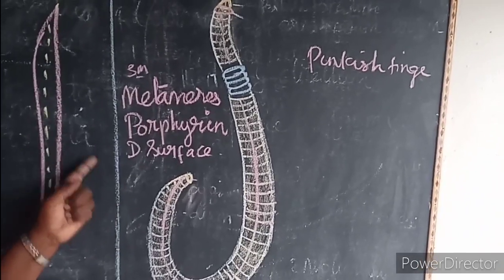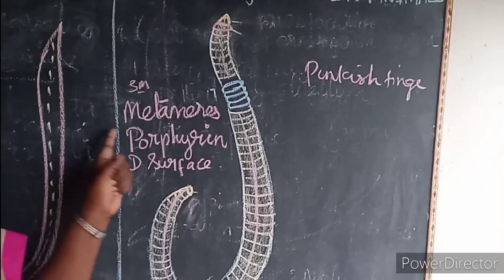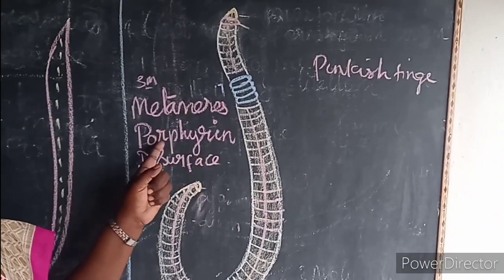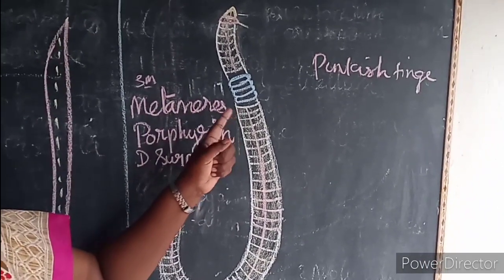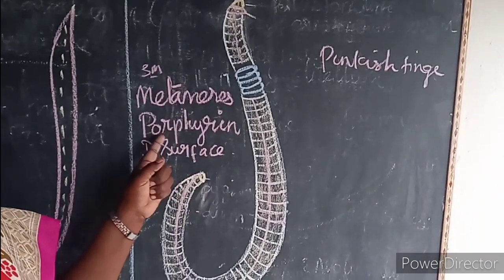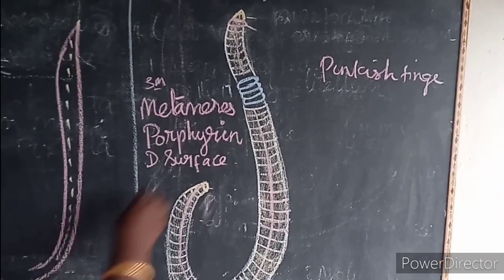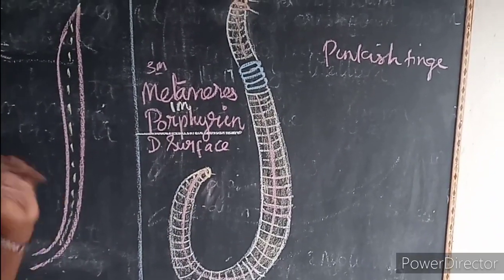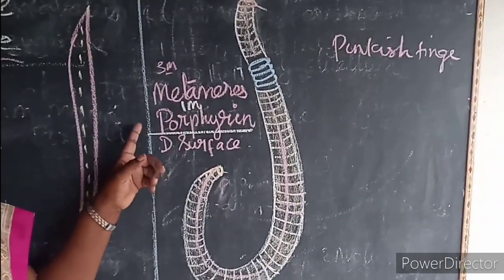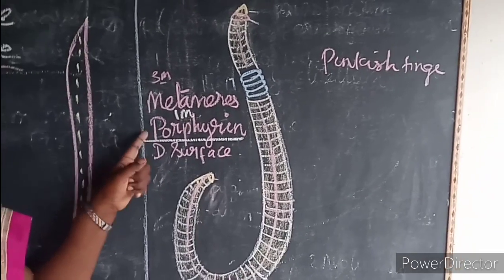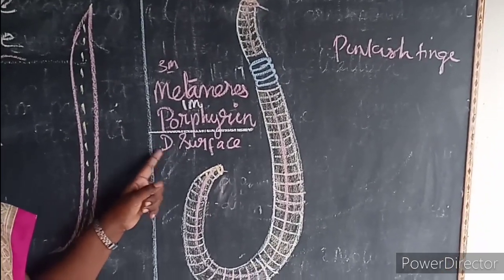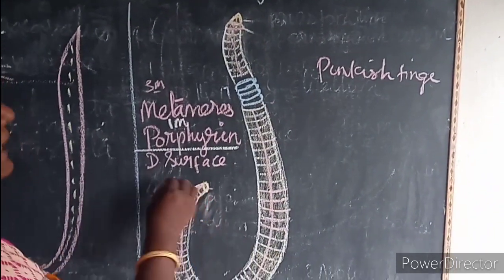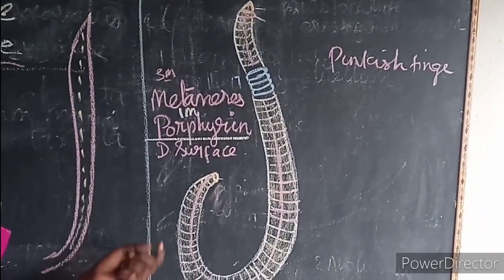So what is the first one? Metameres. Metameres means what? You can see the segmentations on the body. Then what is the color of the earthworm? Pinkish in color due to the presence of the pigment porphyrin. Say that, porphyrin. It's a 1 mark question. The color of the earthworm is pinkish, due to the presence of the pigment porphyrin. On the dorsal surface you can see the mid-dorsal blood vessel. On the ventral surface, you can see the genital openings.